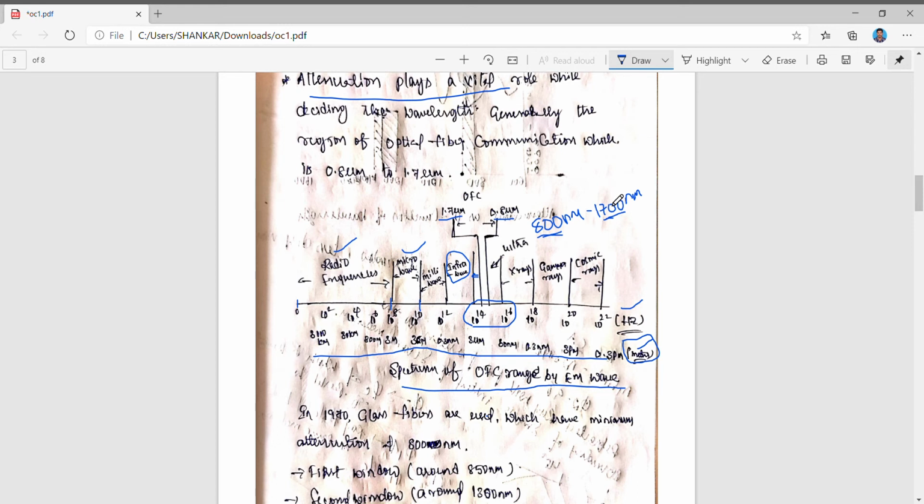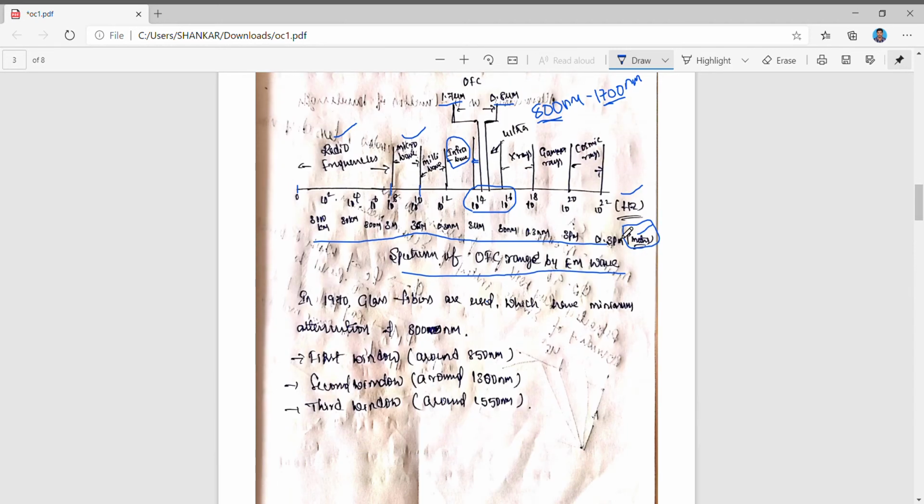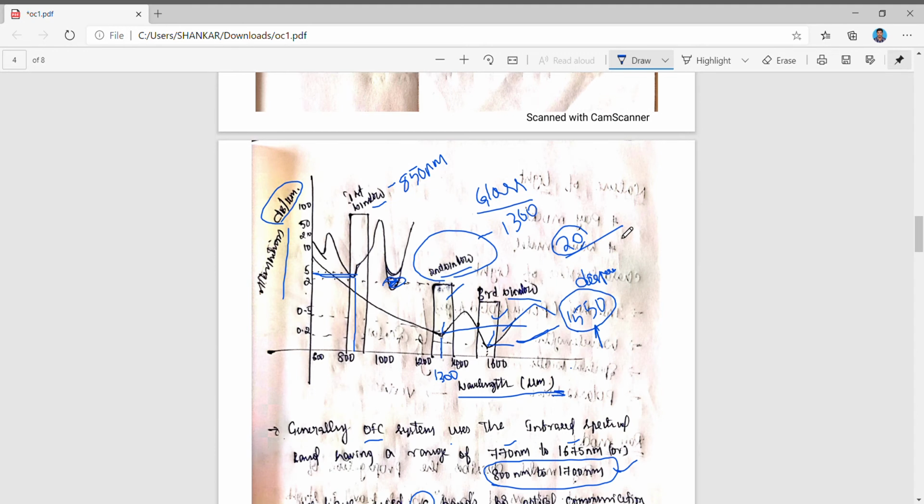Sir, how do we choose the optical window here? Why are we choosing 800 to 1700 nanometers? We will discuss this based upon the attenuation of a signal. Based upon the attenuation of a signal, the optical band is chosen as 800 nanometers to 1700 nanometers, that is the general bandwidth.